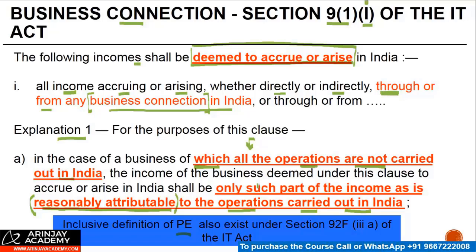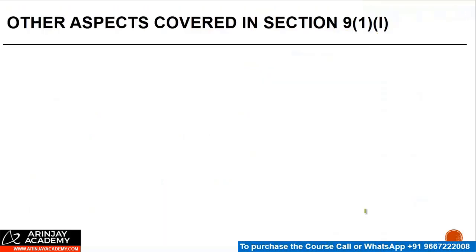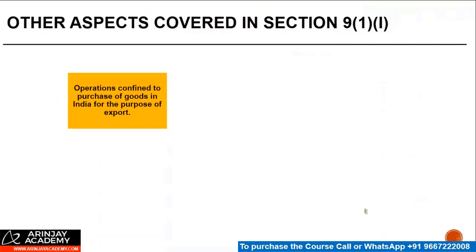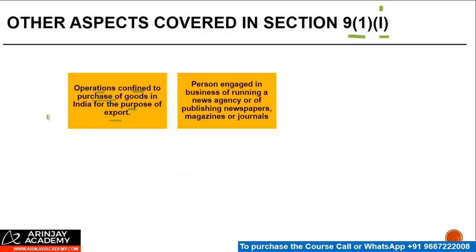There is also an inclusive definition of PE under section 92F(iiia) of the IT Act. We'll come to that definition. But there are certain other aspects in section 9(1) as well. What they say is that if the operations are confined to the purchase of goods in India for the purpose of export, then no income shall be deemed to accrue or arise in India.